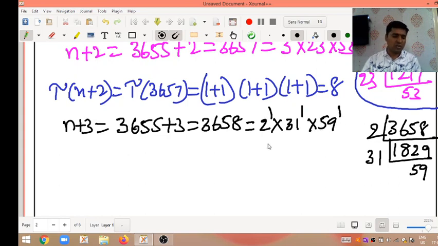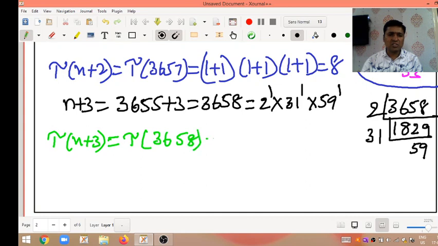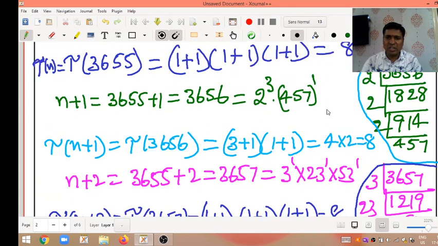Again, by applying τ(n + 3), what is it equal to? τ(n + 3) is equal to how much? Here τ of 3658 is equal to again 1 + 1 into, why? Because here k1 value 1, into k2 value 1 + 1, into k3 value 1 + 1. So this is nothing but also 8. Here also 8 will come. So my dear students, here in all the three cases 8, 8, 8 is there.